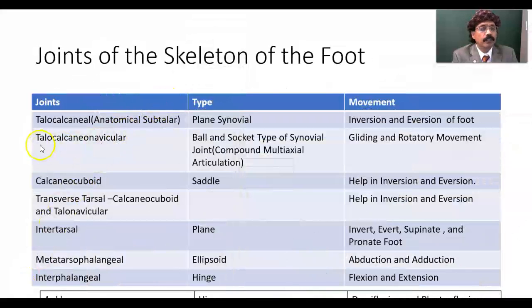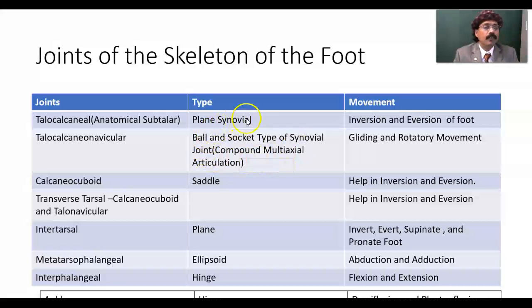Here is the talocalcaneal joint, anatomically the subtalar joint, a plain synovial joint. What type of movement? Inversion and eversion of the foot. The talocalcaneonavicular joint is accepted as part of the subtalar joint clinically. It is a ball and socket type of synovial joint, a compound multi-axial articulation with gliding and rotatory movement. Who makes the ball? The ball is made by the head of the talus. Who makes the socket? The posterior articular facet of the navicular bone forms the socket.